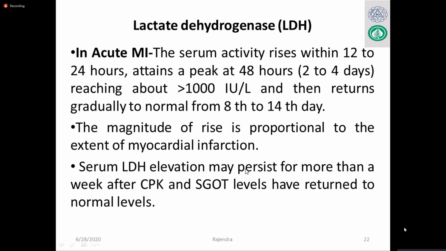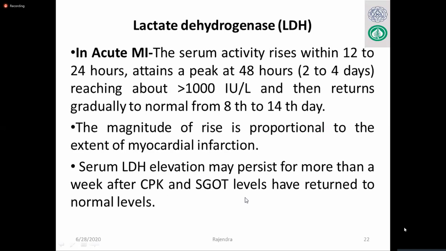CT scan, especially to see the blockade in the coronary artery. The magnitude of rise is proportional to the extent of myocardial infarction. That means the value is directly proportional to the severity of myocardial infarction. The more severe the infarction, the more the muscle was damaged, and accordingly the higher this LDH is in our blood.